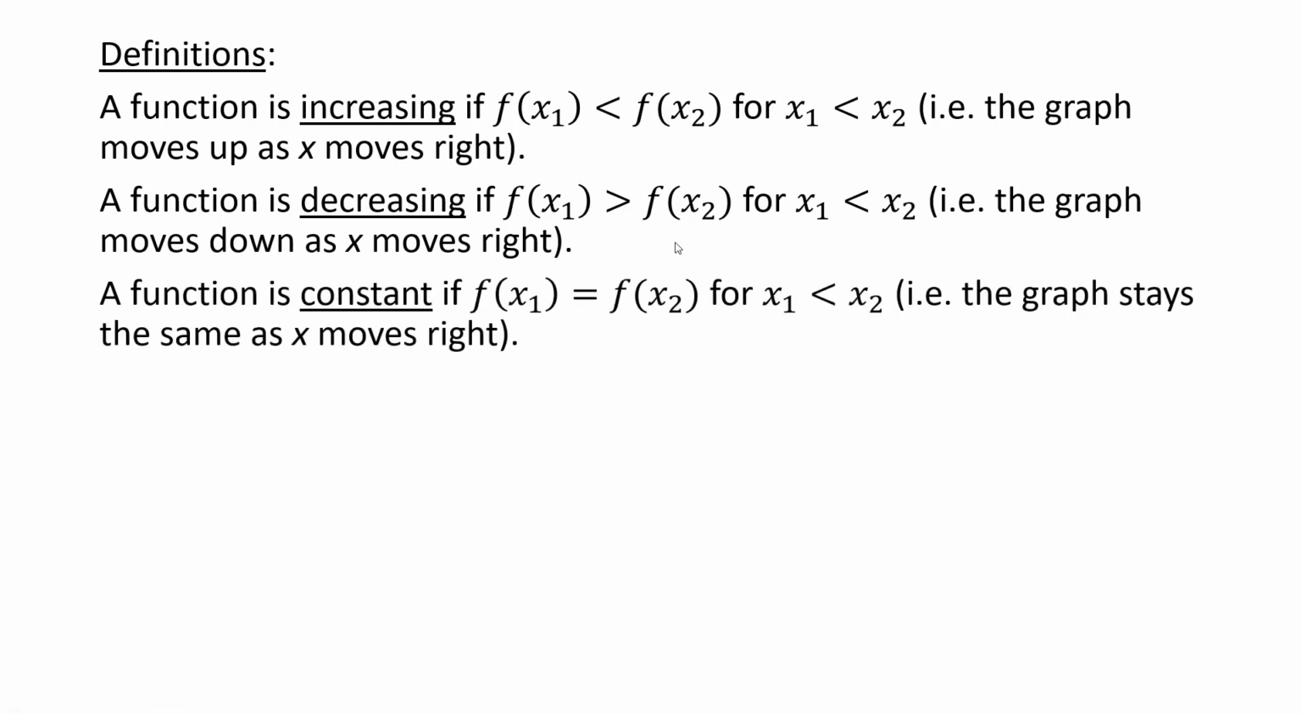And a function is constant if f of x1 equals f of x2 for x1 less than x2. In other words, as you're going from left to right, your x's are increasing, but your y values or your function values are remaining the same.